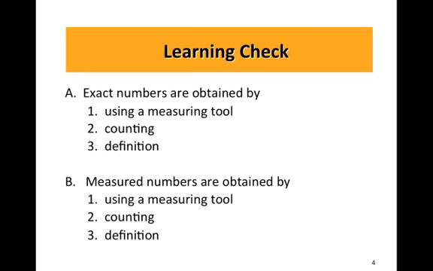Let's go ahead and do a learning check. So question A. How do we obtain exact numbers? Go ahead and take a look at those options. And question B, how do we obtain measured numbers?